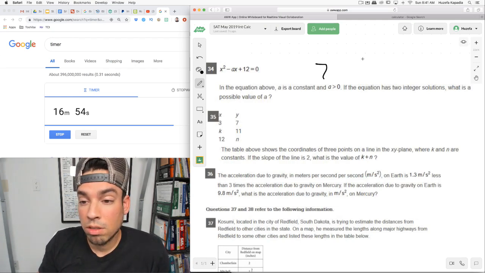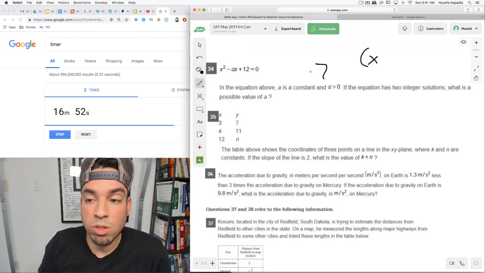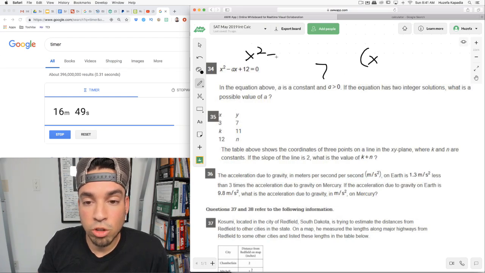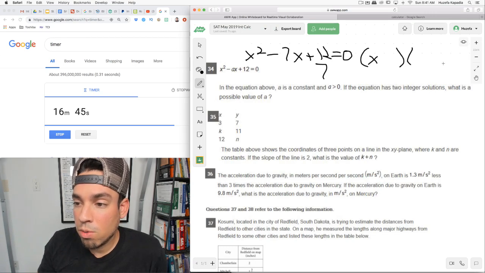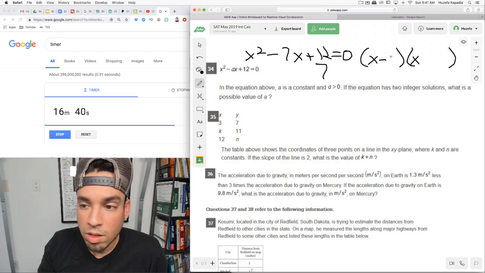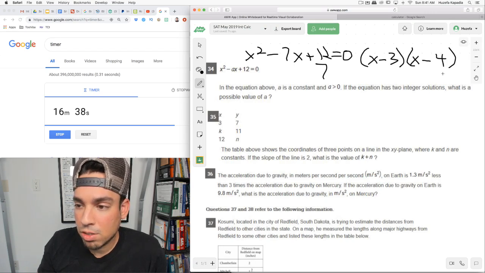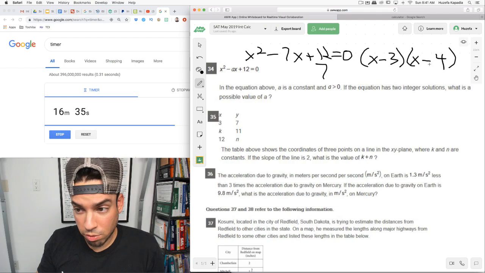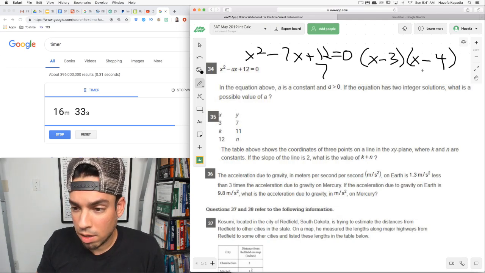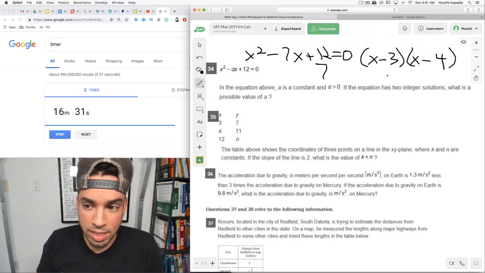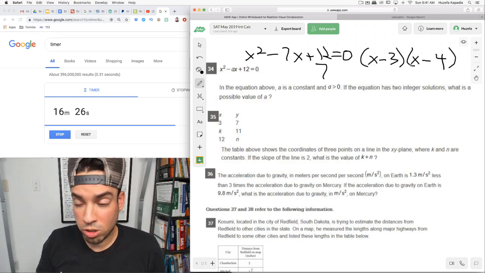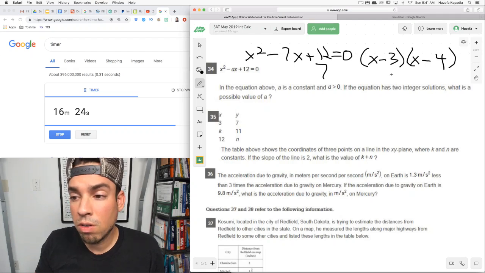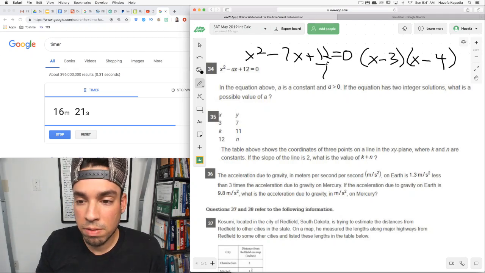can be factored. If a were 7, I'm trying to come up with a nice thing that's factorable. I think that's what they're asking. If I were to make it 7, it would be good because I could make it x minus 3, x minus 4, and I would have 2 integer solutions of 3 and 4. Yeah, so I think that's it, because this would factor to be x squared minus 4x minus 3x, which is minus 7x, plus 12. So there you go. And yeah, that's my answer, 7.